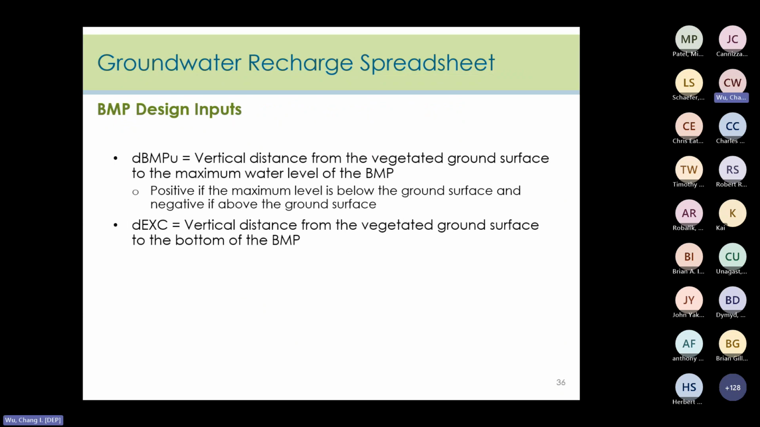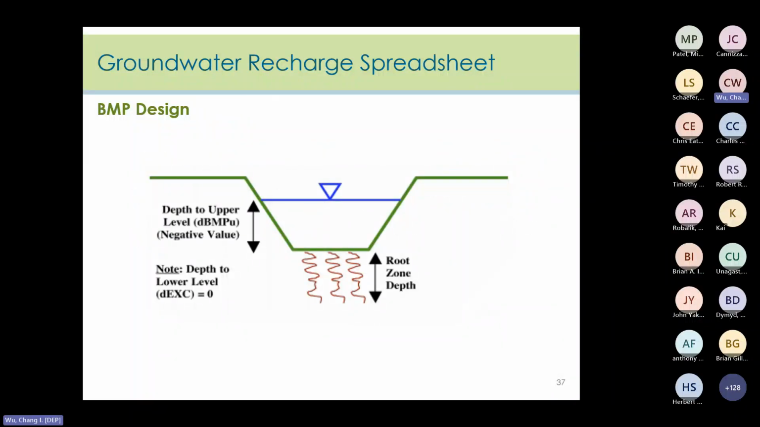Another factor that's a little bit confusing is dBMPU, the vertical distance from the vegetated ground surface to the maximum water level of the BMP. If it's positive, the maximum water level is below the ground surface, and negative means it is above the ground surface. DEXC is the vertical distance from the vegetated ground surface to the bottom of the BMP. Let's take a look at these.